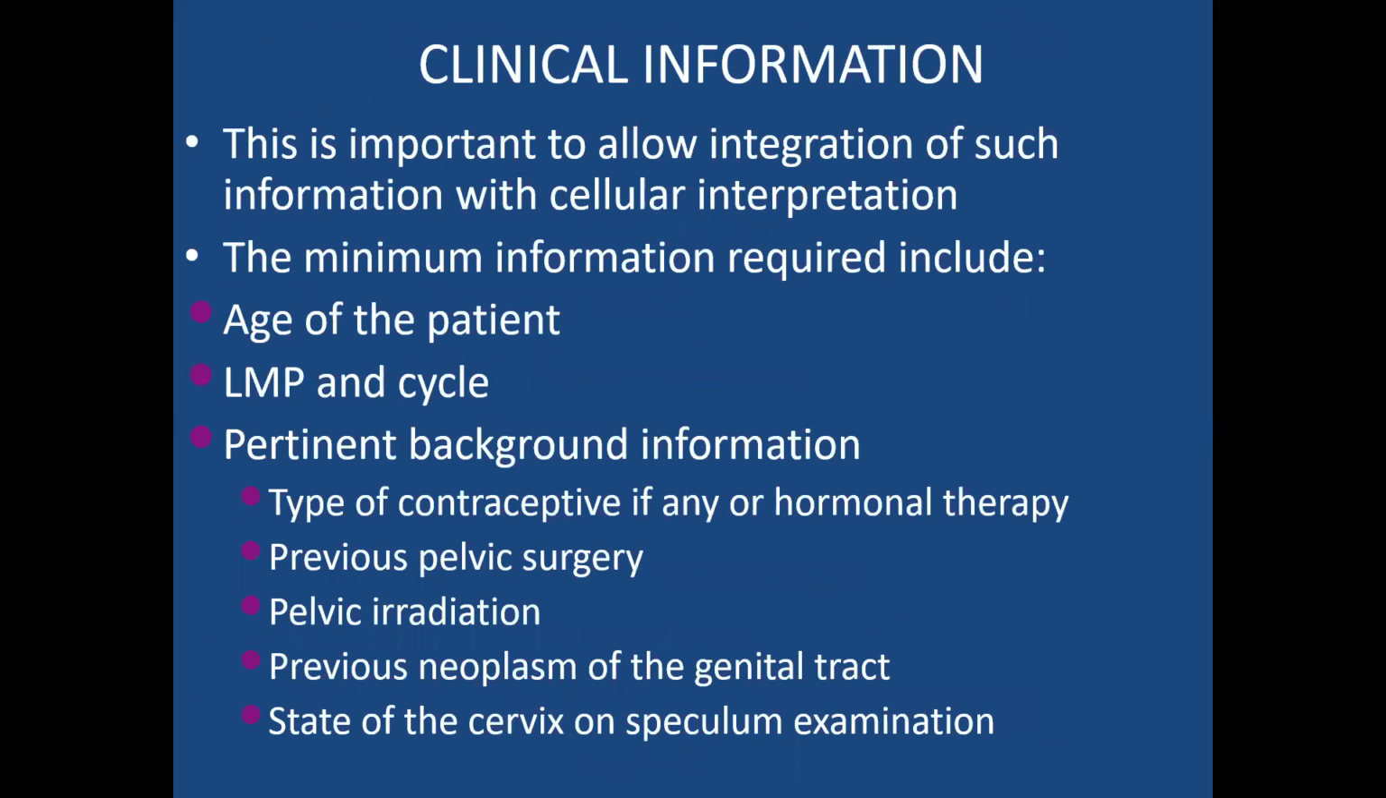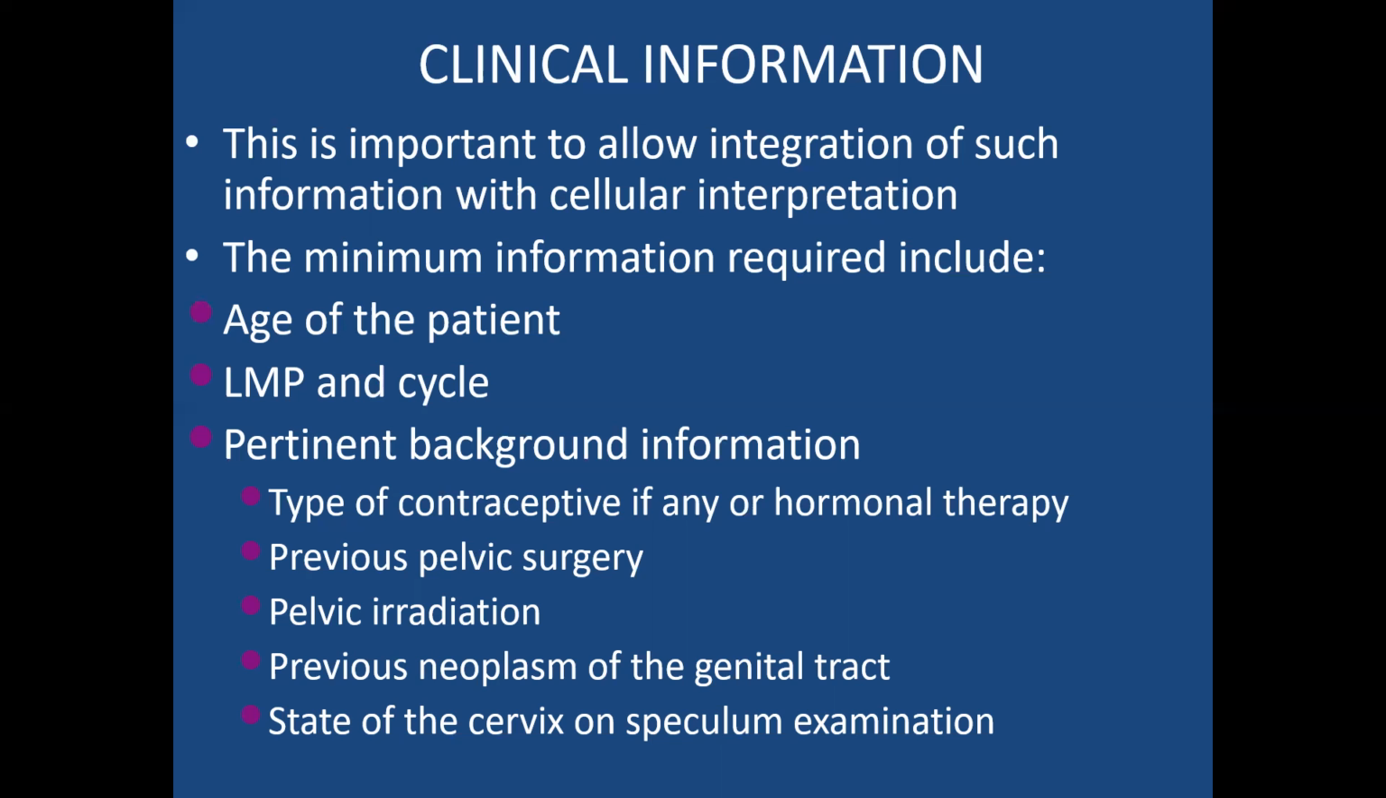Now, clinical information. What information is important? The minimum information that the doctors or the one requesting the smear should provide is the age of the patient. It's very, very important. The last menstrual period, which is the LMP, and the cycle must be indicated. We also need pertinent background information, for example, the type of contraceptive, if any, or if you are on hormonal therapy. If you are taking it, you should know, because that can affect the types of cells we see. Remember when we looked at hormonal cytology, how the hormones can affect the growth and maturation of the epithelium. So that can also affect the types of cells we see.